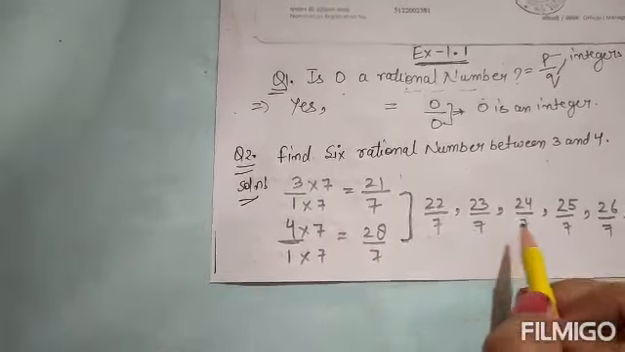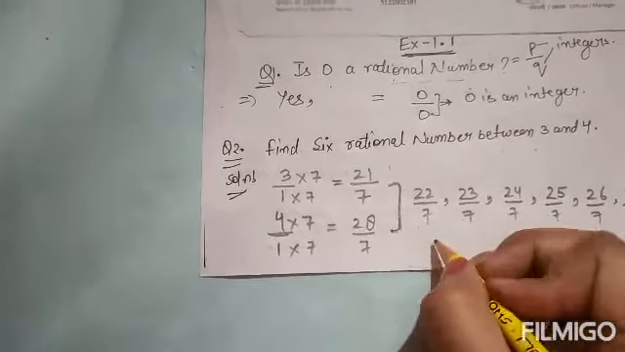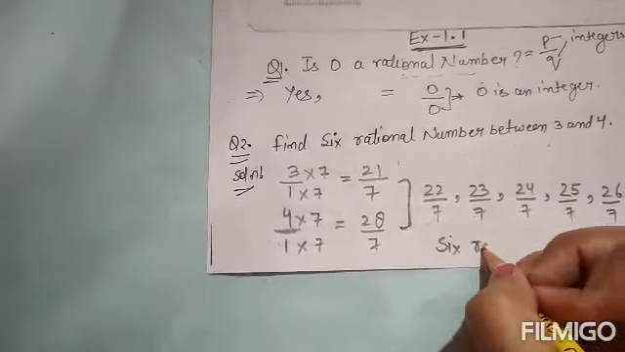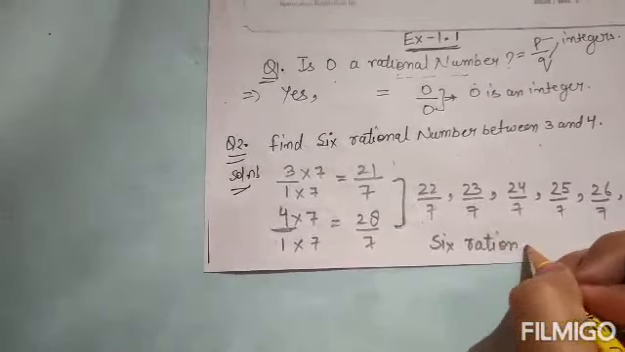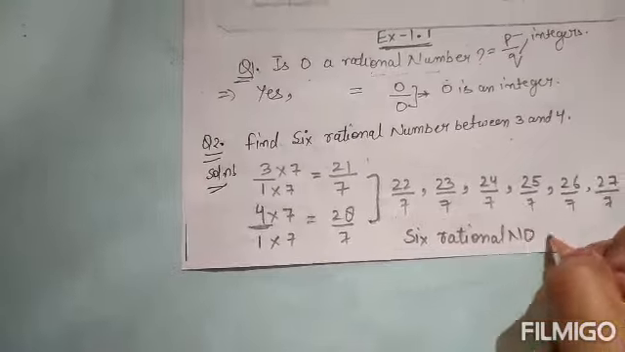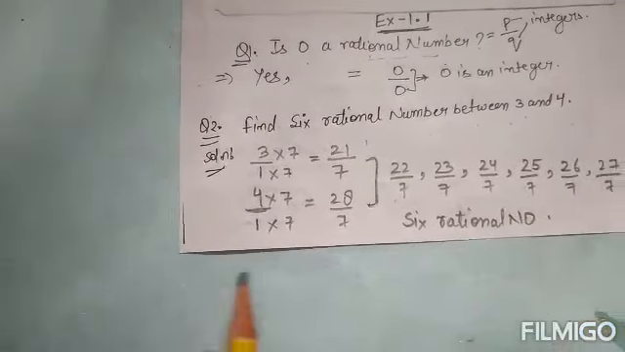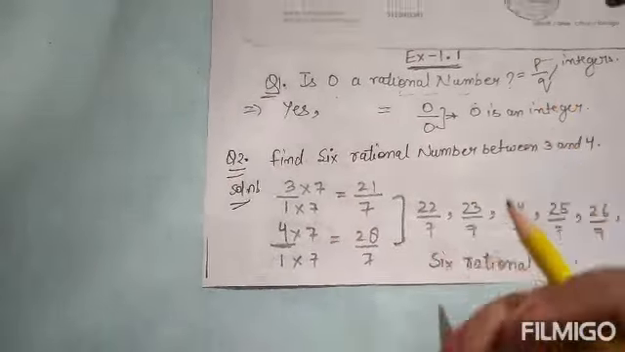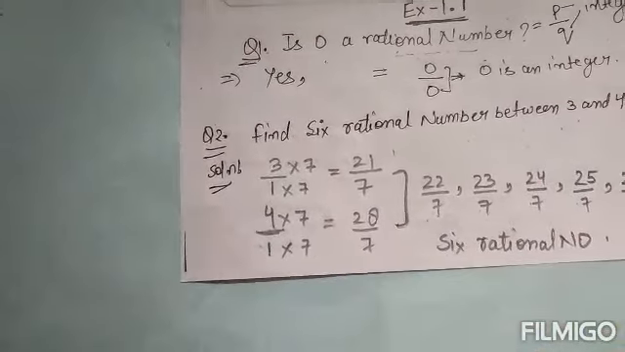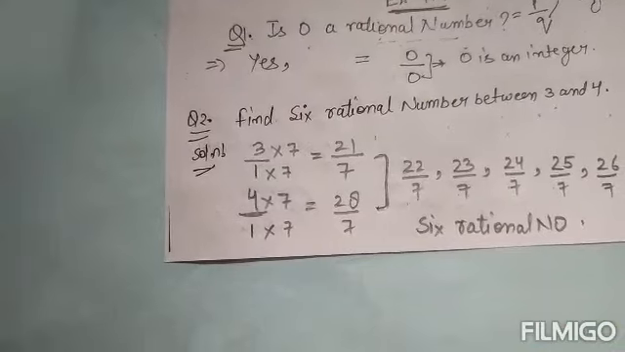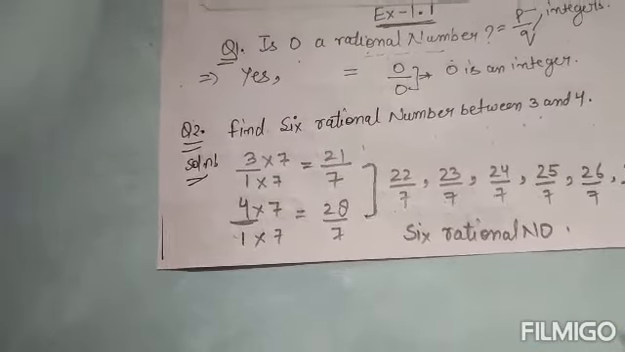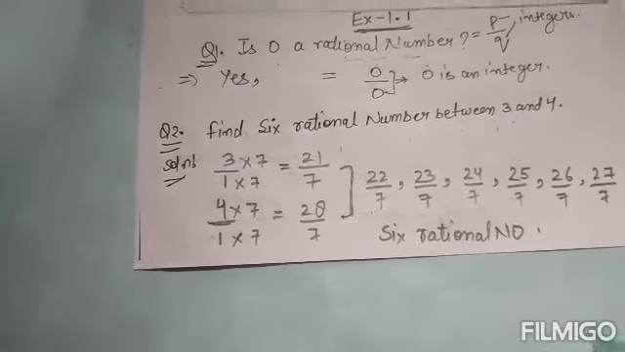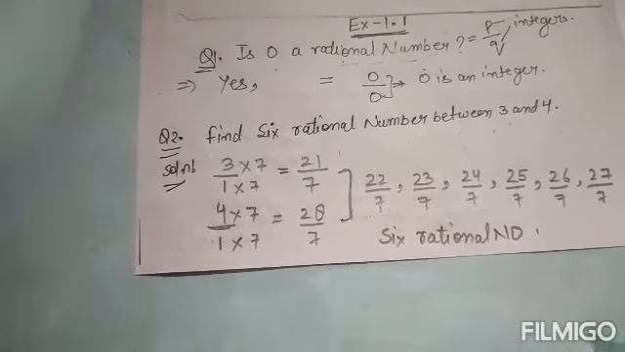So these are the 6 rational numbers between 3 and 4. It's quite an easy method, but we have to do hit and trial in this also. As now we all know there are infinitely many rational numbers between any two numbers.